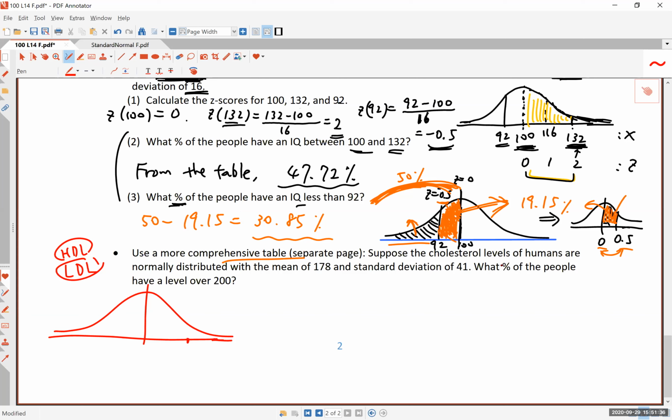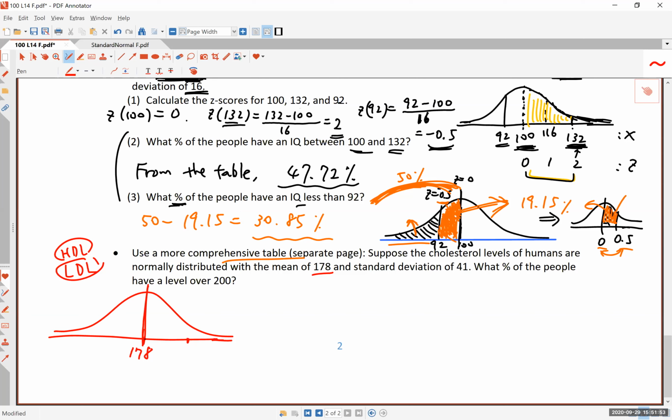And so suppose that the cholesterol levels of humans are normally distributed with a mean of 178. Every time you do a normal distribution problem, I highly encourage you to draw a bell-shaped curve like this and put a line in the middle.